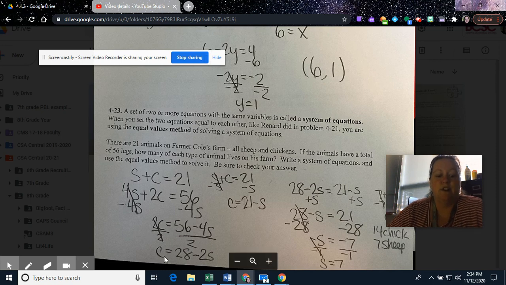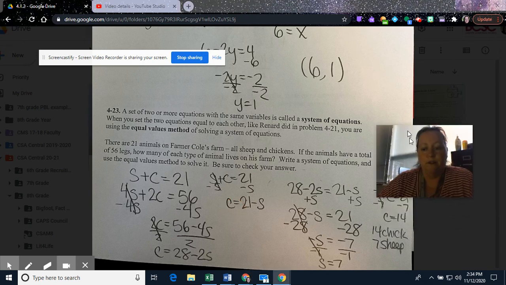I chose to solve for c. To solve for c, I subtracted 4s from both sides and then divided by 2. 56 divided by 2 is 28, minus 4 divided by 2 is 2. So c equals 28 minus 2s. The other one's a little easier to solve. You subtract s from both sides, and then boom, you're done. c equals 21 minus s.